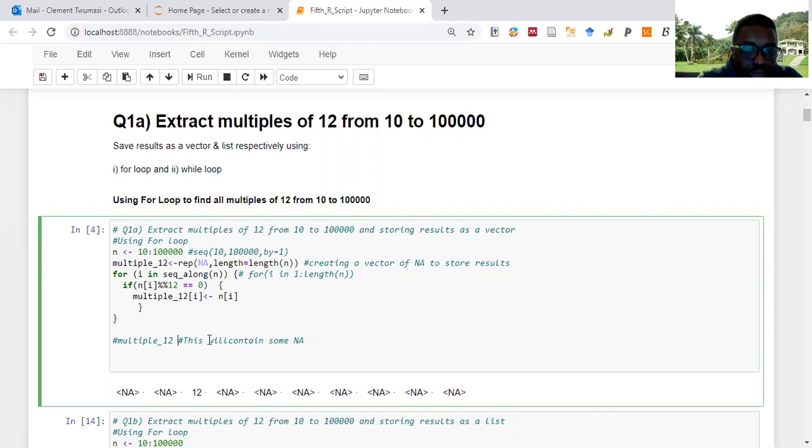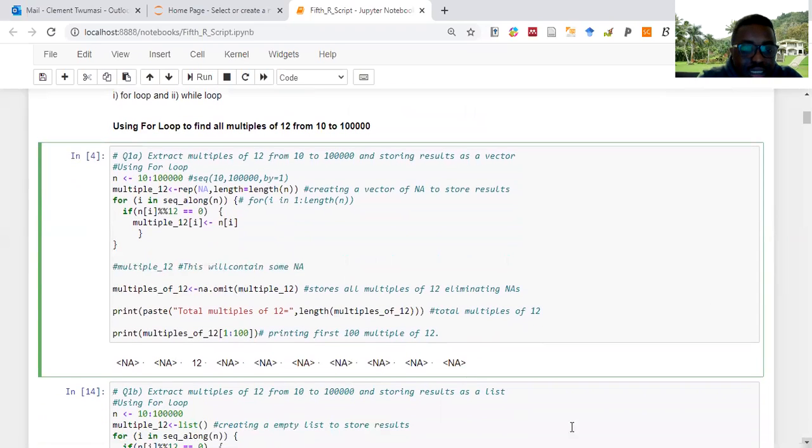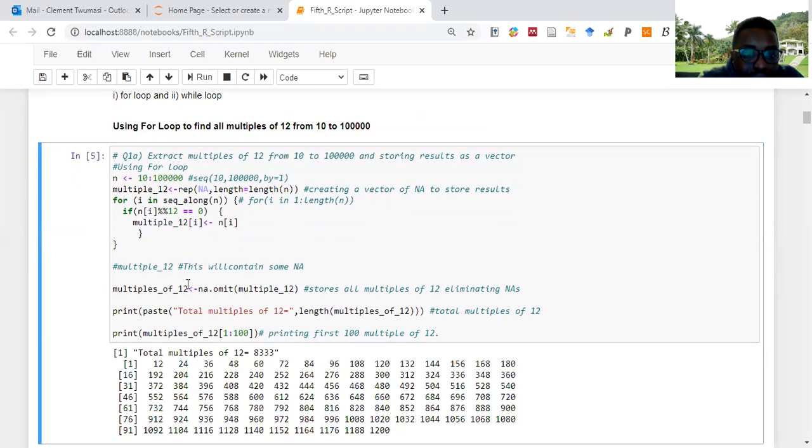So here, na.omit takes away all the NAs and keeps the actual numbers. Now let me run this. If I take away all the NAs, the actual vector left would tell me exactly how many multiples of 12 there are. If I find the length of the multiples of 12 after eliminating the NAs, it tells me that there are technically 8,333 multiples of 12 from 10 to 100,000. So with this technique, you can find any sequence within any range, the number of any sequence, the number of even numbers.